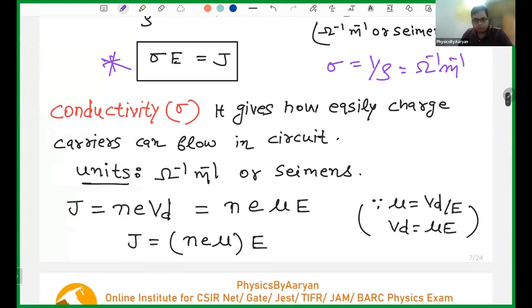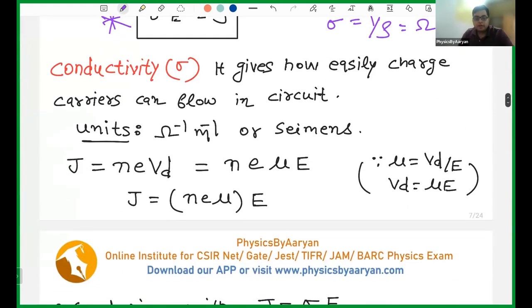And one more important formula which I am going to give you is the formula for conductivity. Basically, I told you that it tells how much your material can conduct. Units also I told you. Now let's derive the formula for conductivity. So you know what J is. I derived the formula already: J equals nevd. And n, e remain as such. And then I put it in the form of mobility.